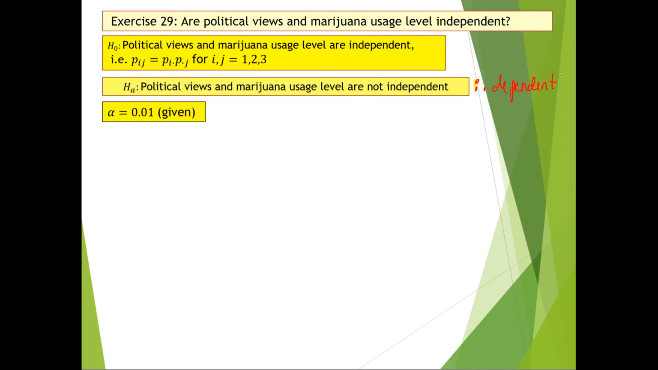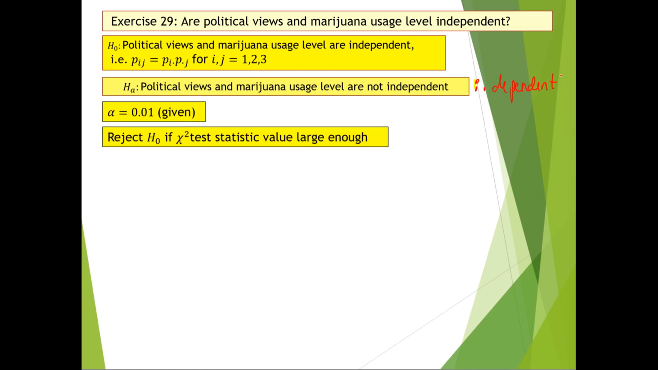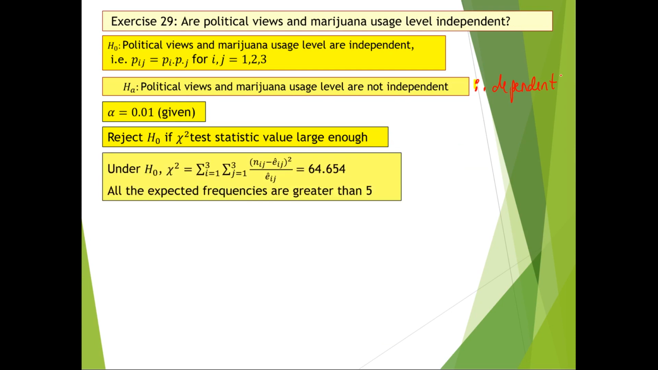Given alpha is equal to 0.01, we know we reject the null hypothesis if the test statistic value is large enough. We have checked the expected frequencies, so we can work with the table as it is. We don't need to combine anything. All the expected frequencies are greater than 5, and our chi-square value is rather large.